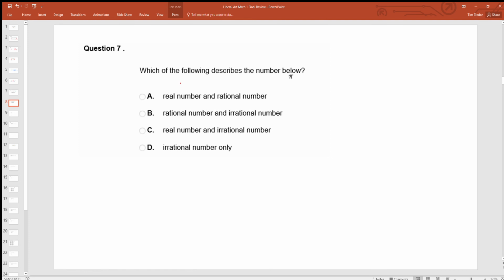Question 7 says, which of the following describes the number below? We've got the number pi. And pi is a real number, and it is irrational. So let's look through our options here. Real and rational, no, because it's not rational. Rational, no, and irrational. Something can't be both, so that's a no. Real number and irrational number, yes. Irrational number only. Well, it's not only irrational, it's also real, so the best answer to choose there is C.